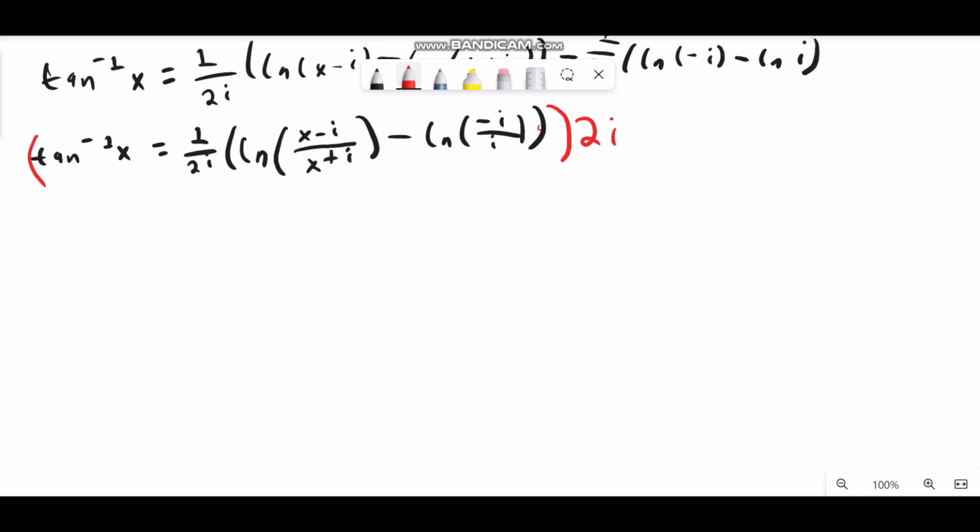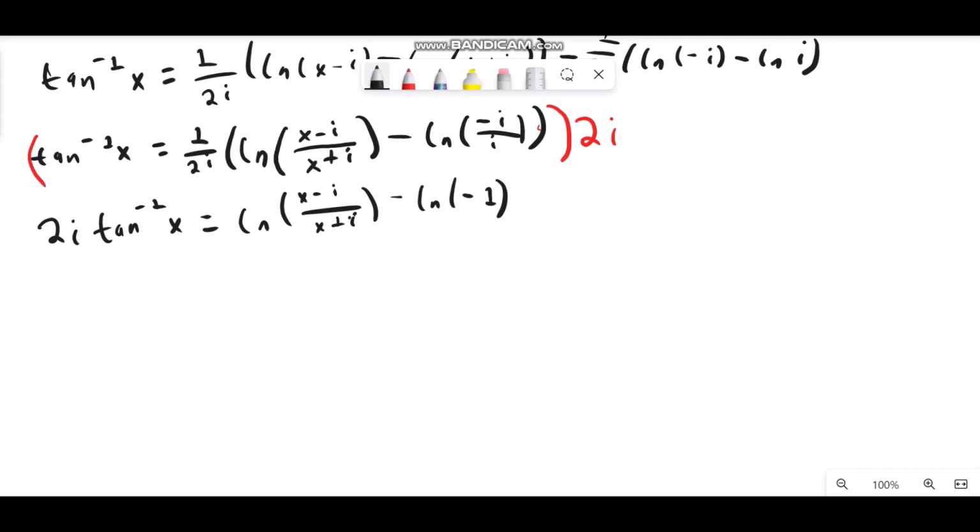So the 2i's will cancel out on that side. On the left-hand side, we're multiplying by 2i, so we'll have 2i inverse tangent of x equals. All right, so we got rid of this by multiplying by 2i. Now let's take a look at this right here. So we have the natural log of x minus i over x plus i minus the natural log, well, negative i over i is just negative 1. Again, this is why we don't use absolute value here, because otherwise you'd just be taking the natural log of 1, and we don't want to do that.